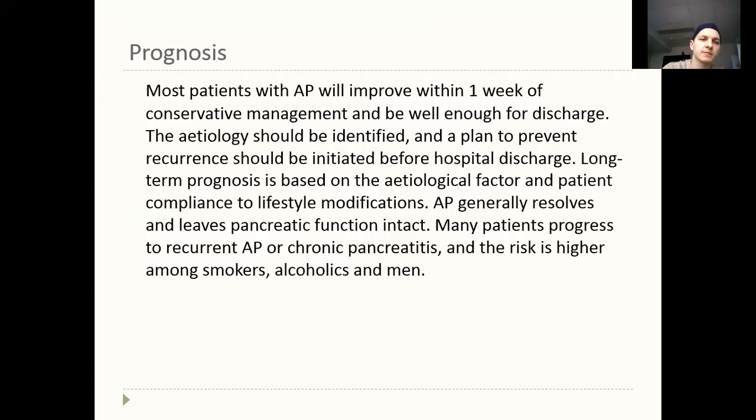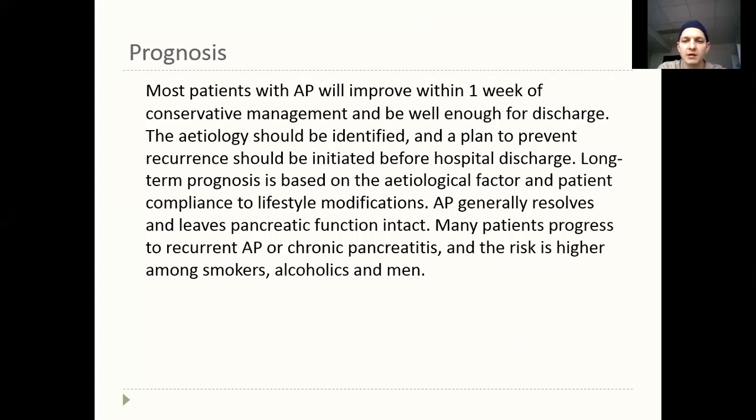Prognosis. Most patients with AP will improve within 1 week of conservative management and be well enough for discharge. The etiology should be identified and the plan to prevent recurrence should be initiated before hospital discharge. Long-term prognosis is based on the etiological factor and patient compliance to lifestyle modifications.